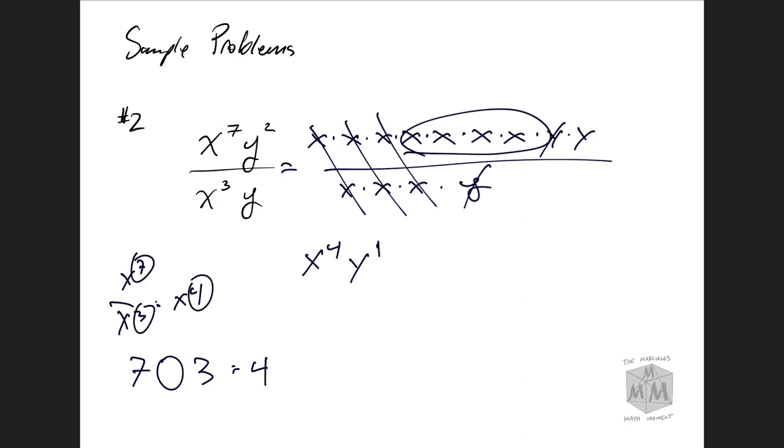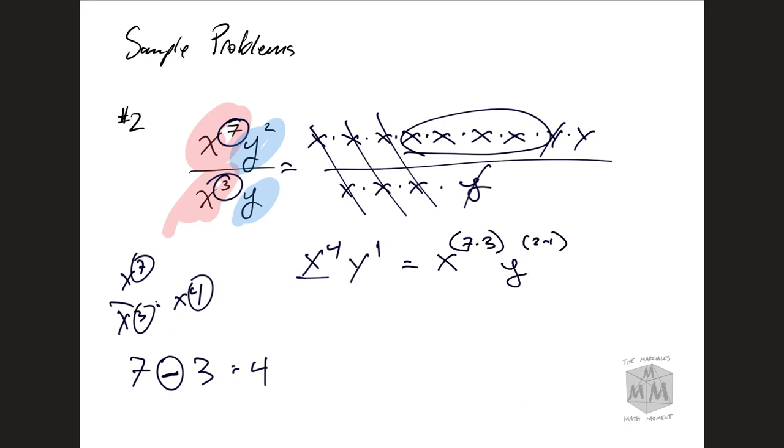Well, if you're screaming at your screen saying subtraction, you're right. When the bases are the same, and we're dividing them, right? I'm dividing x to the 7th power by x to the 3rd power. I essentially just subtract my exponents. I get 7 minus 3, that's 4. And then I have y squared and y to the 1st power. That just becomes y to the 2 minus 1, okay? This is x to the 7 minus 3, and this is y to the 2 minus 1. That's how we get 4 and 1.